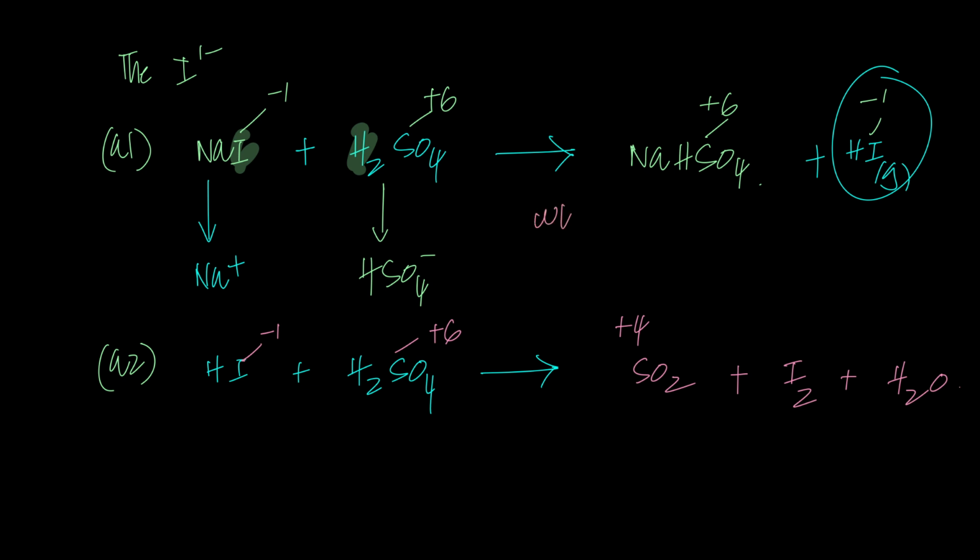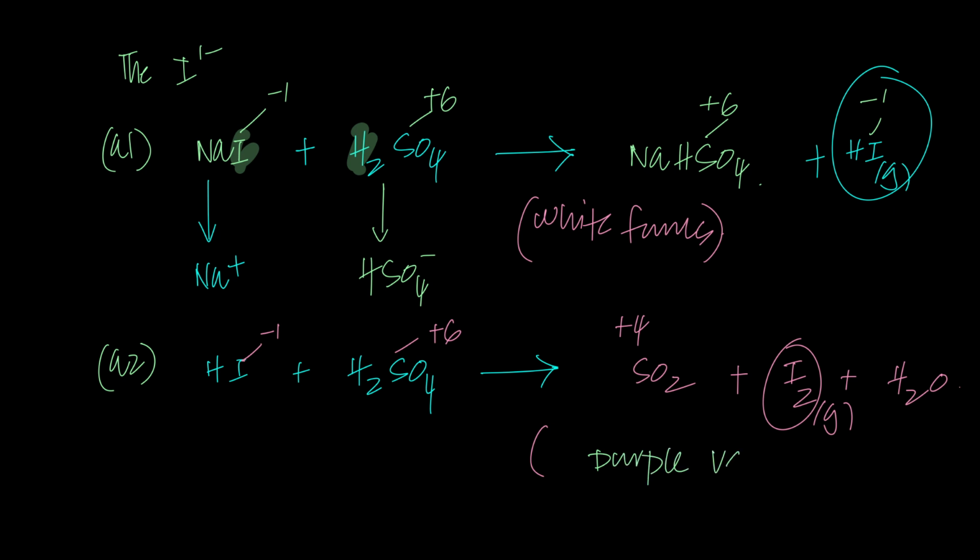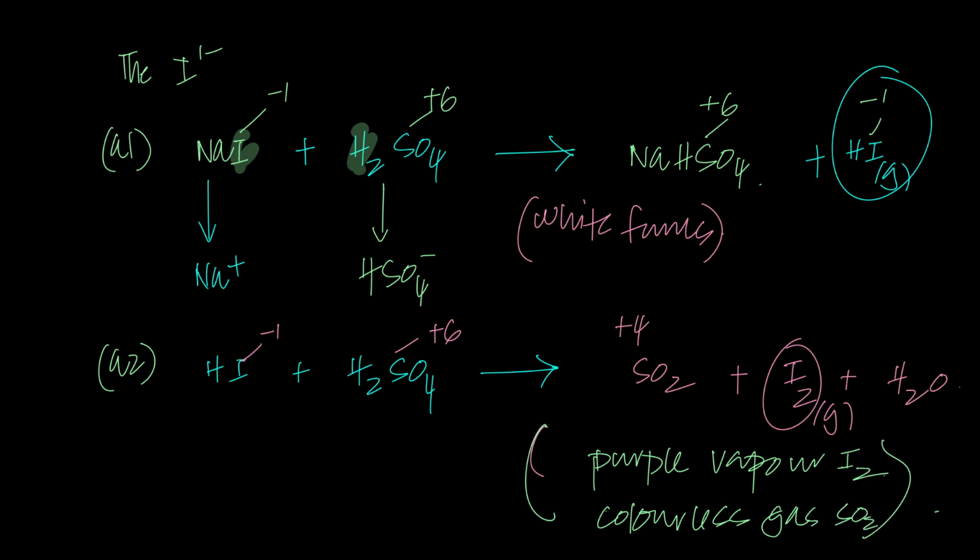So initially you see white fumes of HI in this case, and here what do you see? I2 is a purple vapor. I2 gas forms, so it's a purple vapor, and you see a colorless gas. Purple vapor is for the I2, and colorless gas is for SO2. So these are the 2 observations.